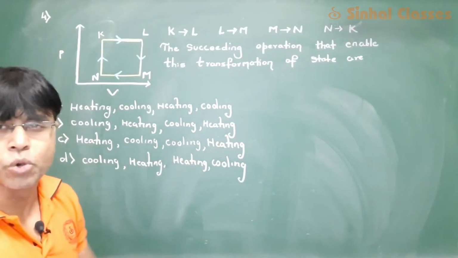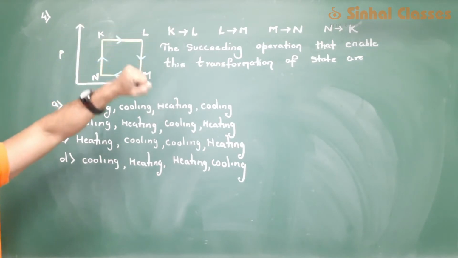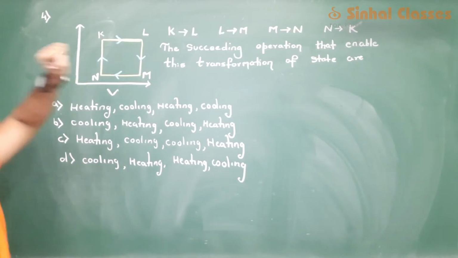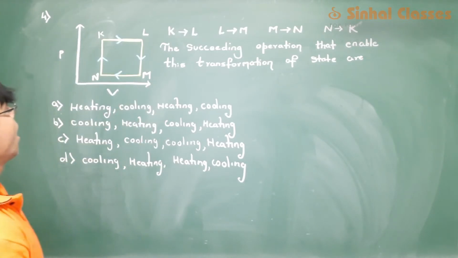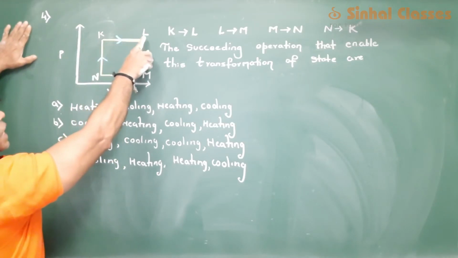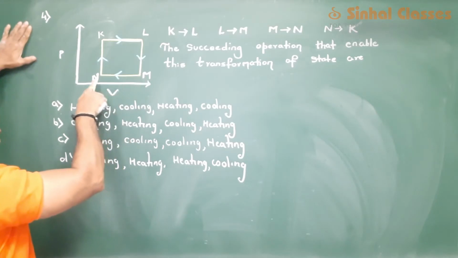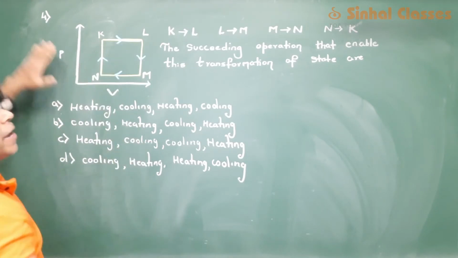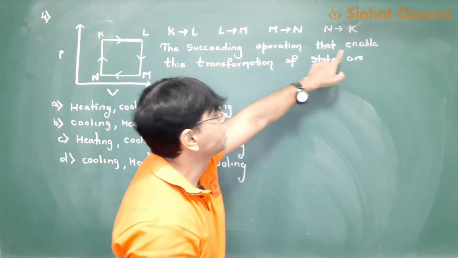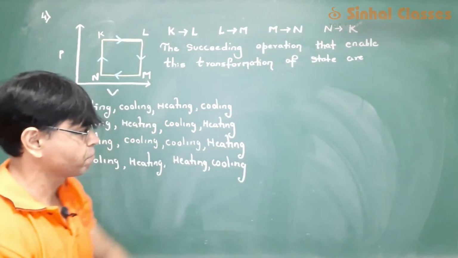Okay, let's see a new question. Question number 4. A graph is given to you. A graph of pressure versus volume. And this is the change in various states. First it changes from K to L, then L to M state, then M to N, and then N to K. So they are asking you the succeeding operation that enables this transformation of states.